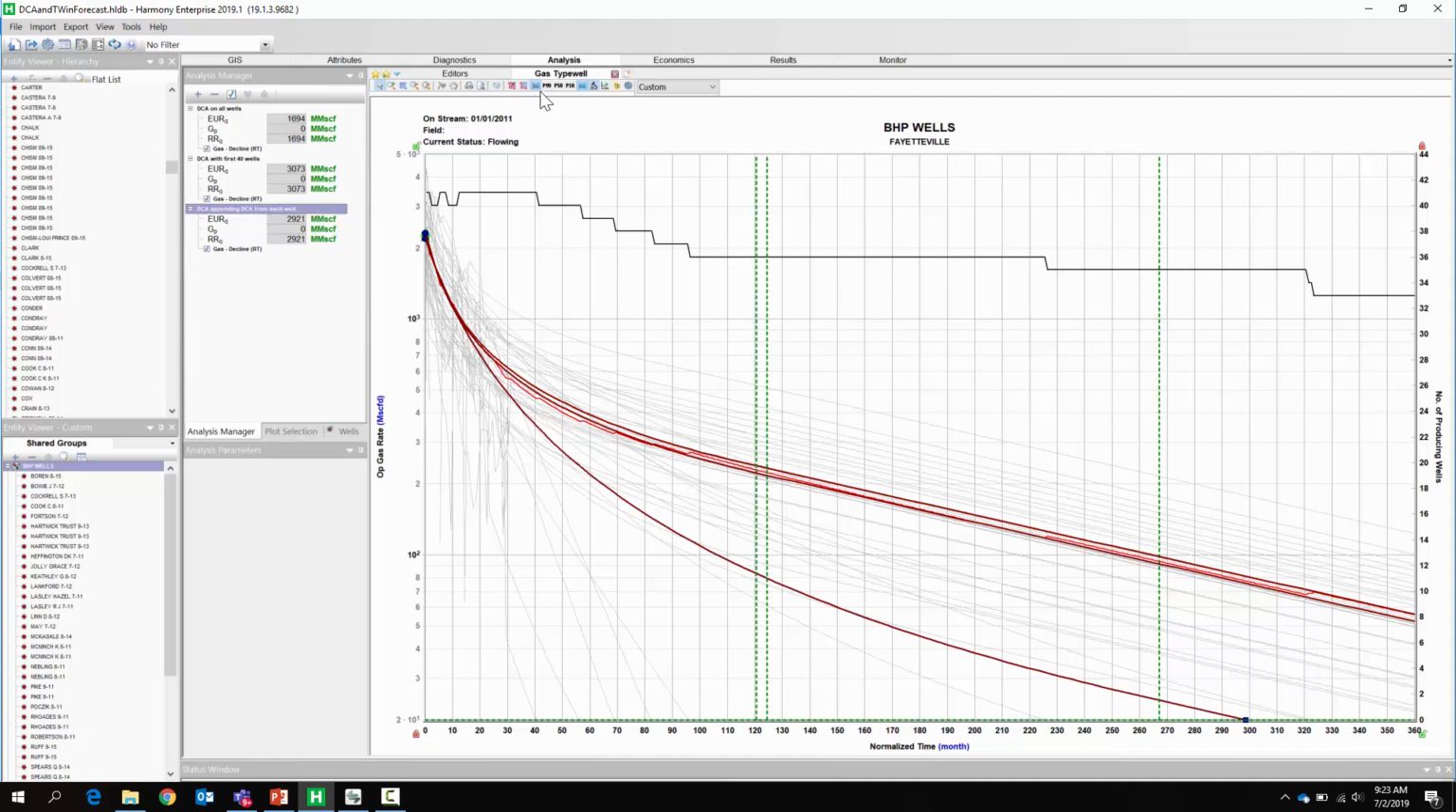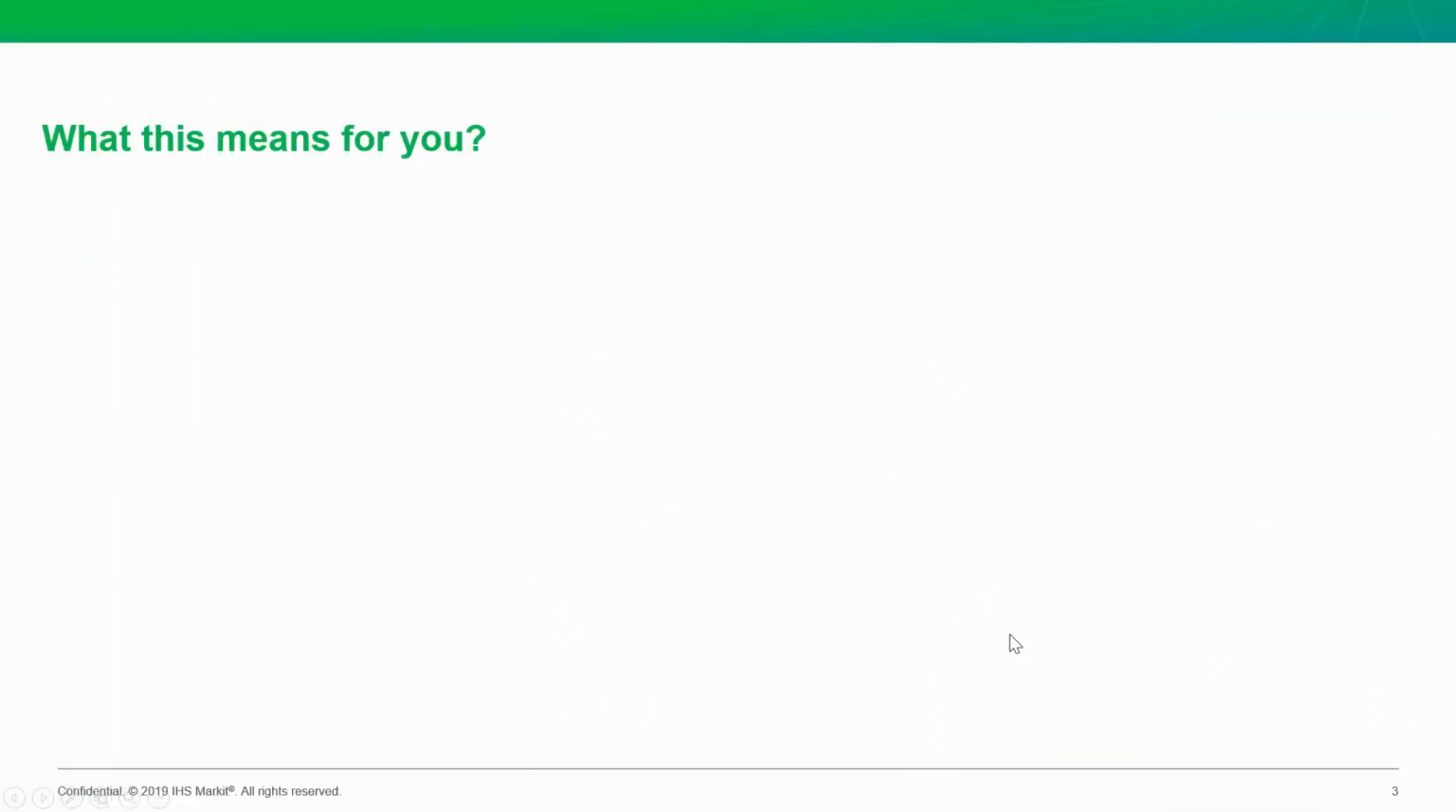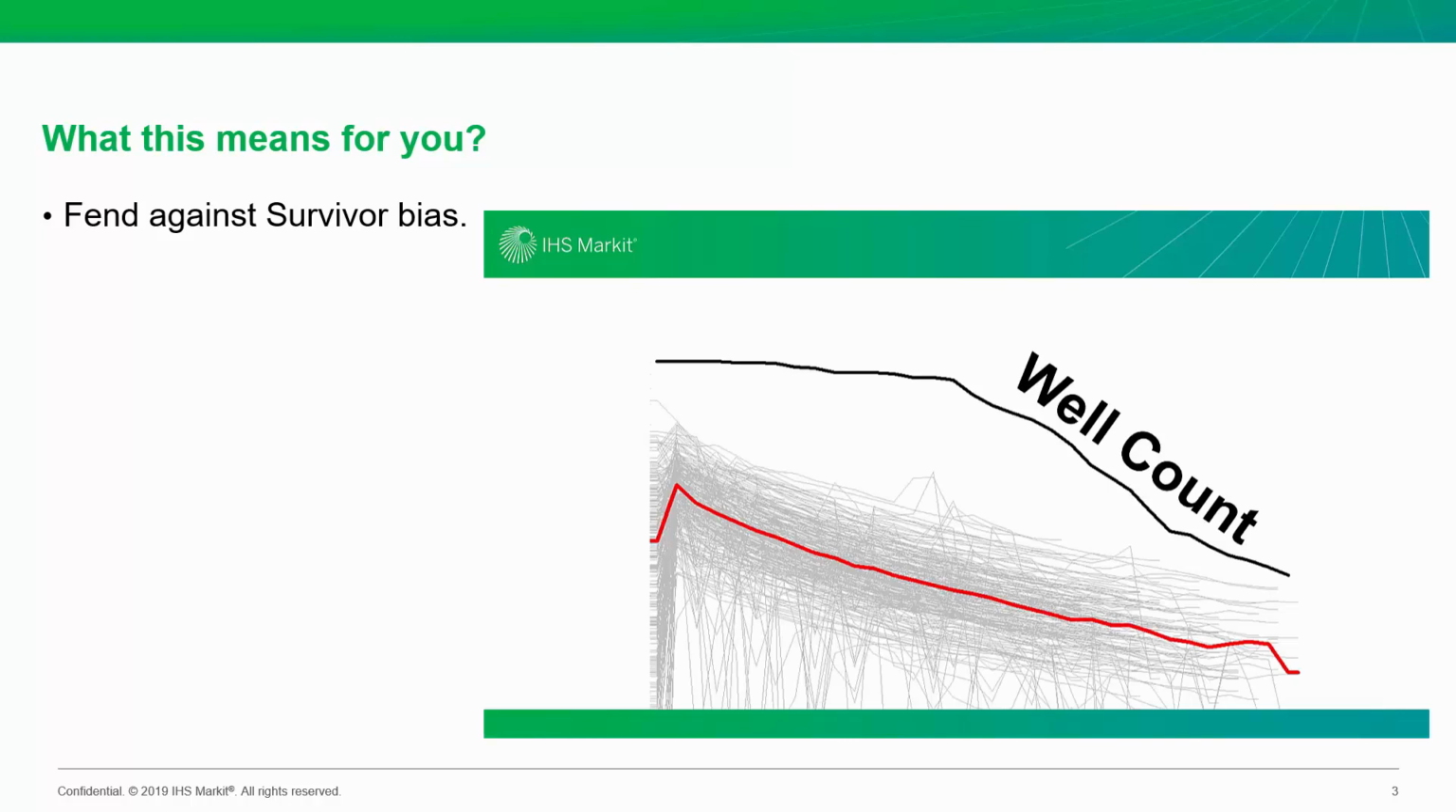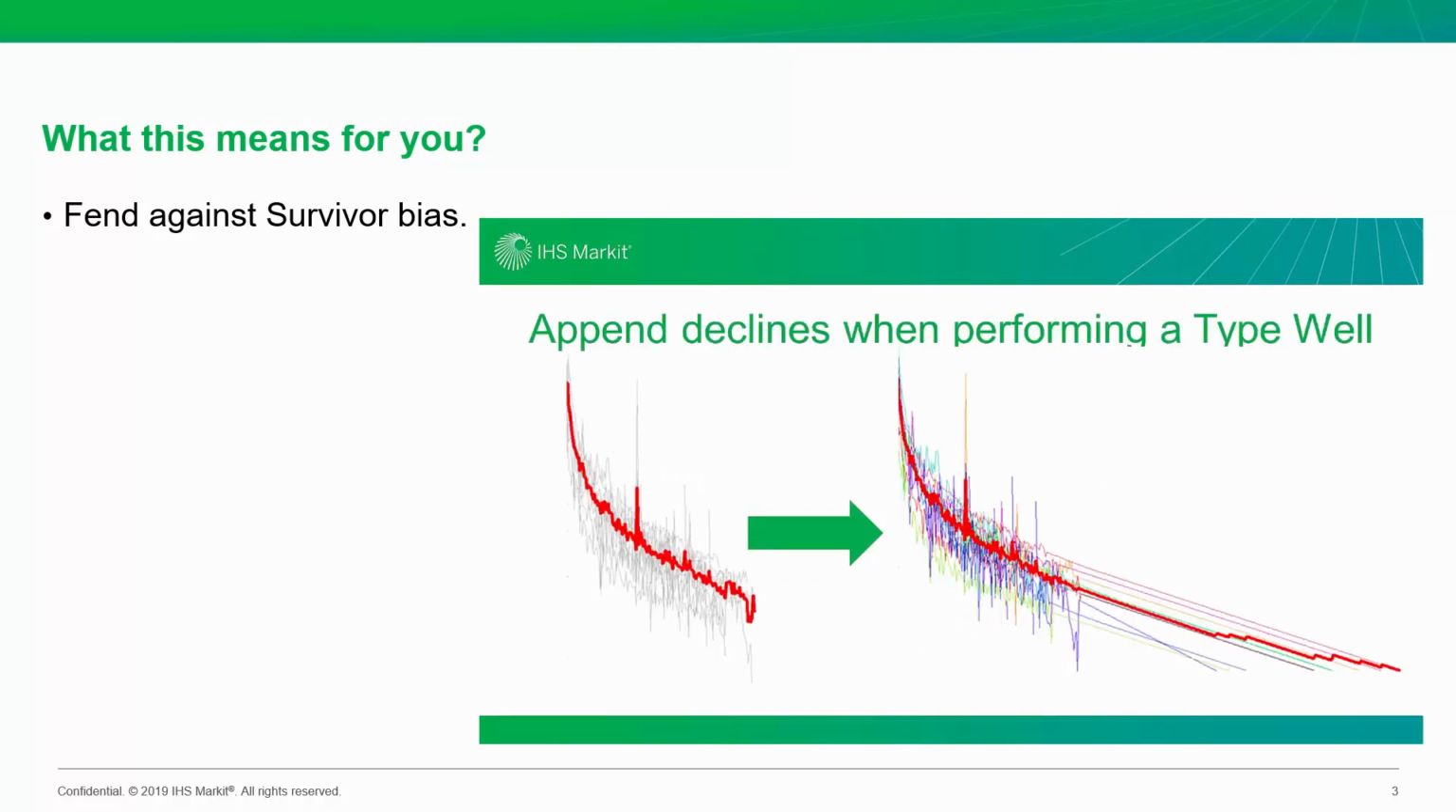So you can either use the well count through time, or you can also append the declines as shown in video number 1. What does this really mean for you? Well, there's a lot of ways to fend against this idea of survivor bias when we do type well and our best fit. What I've just shown you today is focusing on the well count and matching your decline on that portion of the average rate. Or as in video number 1, we can also append the individual declines to our type well to make that average include both the history and the individual forecasts. That's really important.